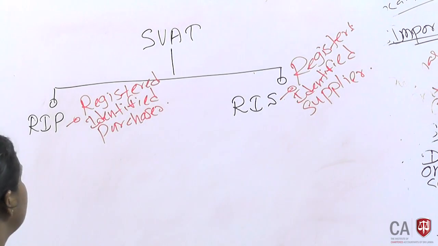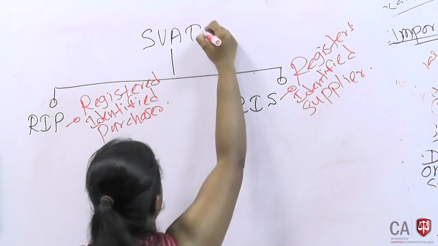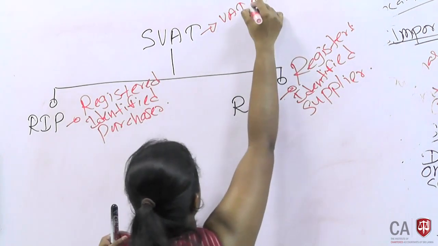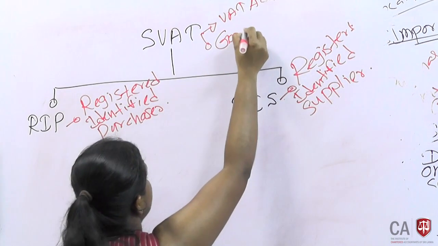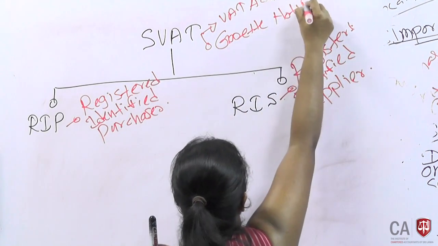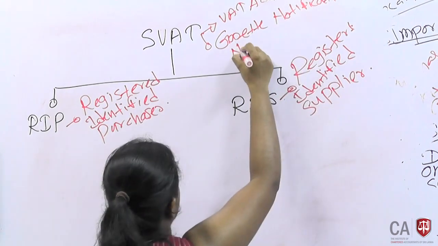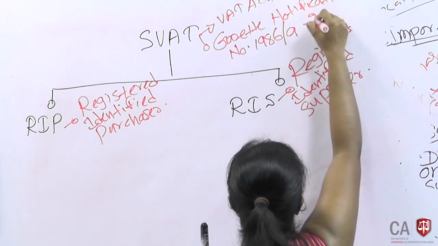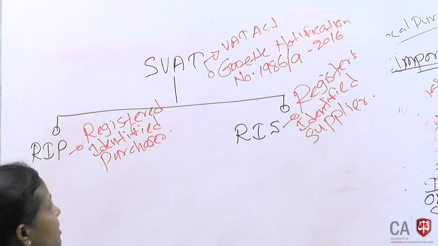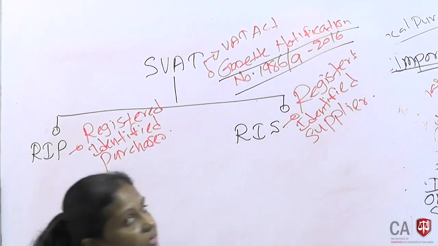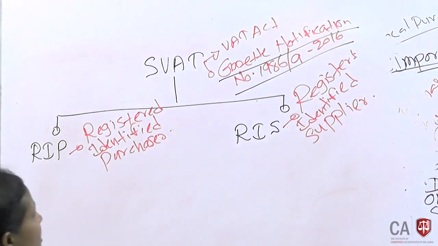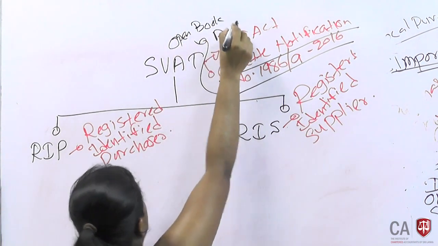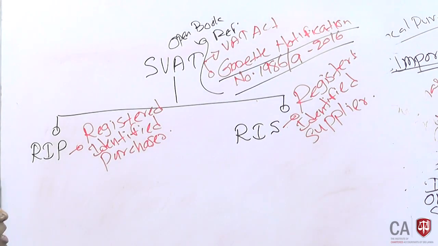Done. Okay. Now, I will highlight SVAT is governed by the VAT Act. All the administrative provisions are applicable under the VAT Act, and it is governed by the gazette notification number 1986/9 issued in 2016. I highly recommend you go through this gazette notification. This is an open book referential material for you.